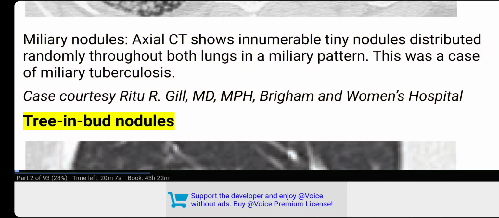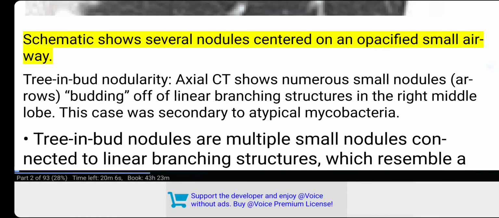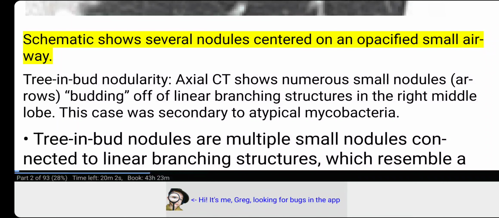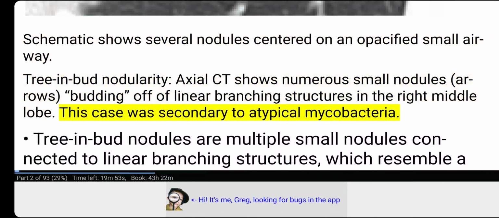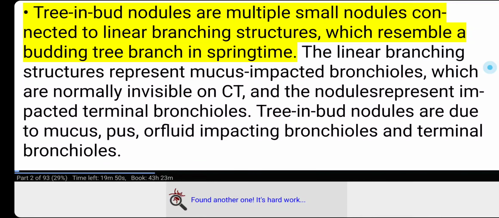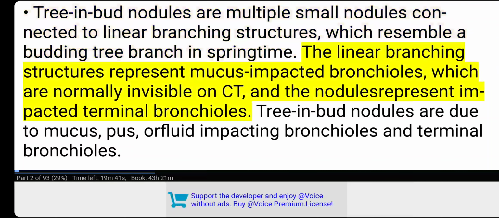Tree and bud nodules. Schematic shows several nodules centered on an opacified small airway. Tree and bud nodularity. Axial CT shows numerous small nodules, arrows, budding off of linear branching structures in the right middle lobe. This case was secondary to atypical mycobacteria. Tree and bud nodules are multiple small nodules connected to linear branching structures, which resemble a budding tree branch in springtime. The linear branching structures represent mucus-impacted bronchioles, which are normally invisible on CT, and the nodules represent impacted terminal bronchioles.